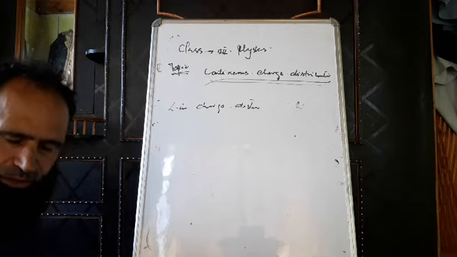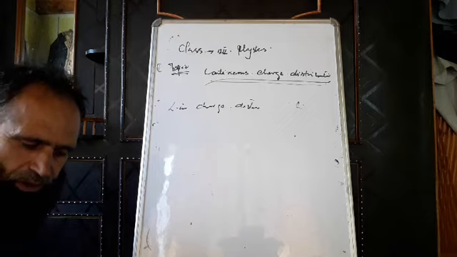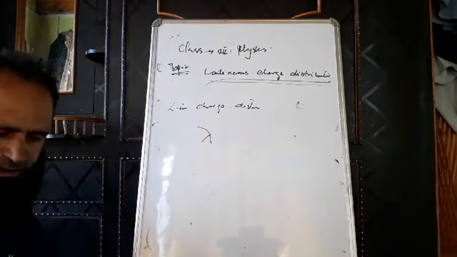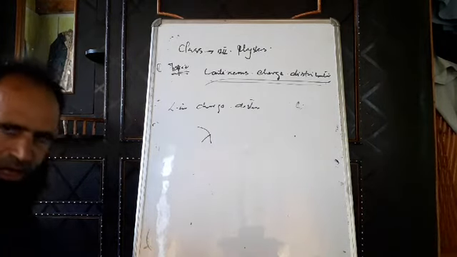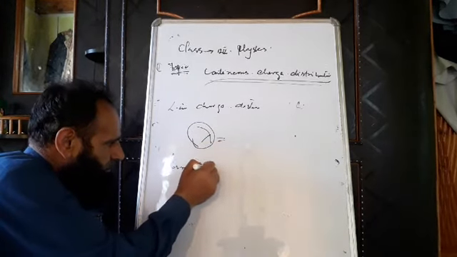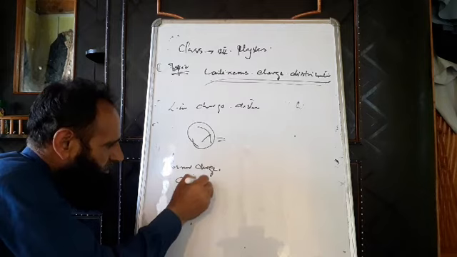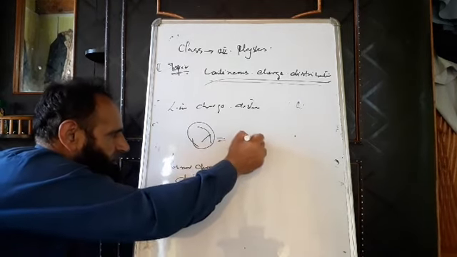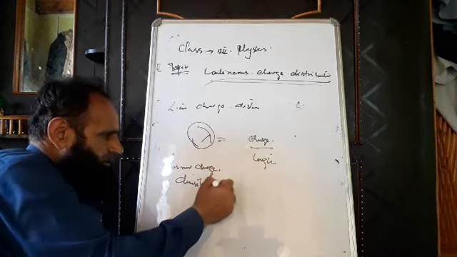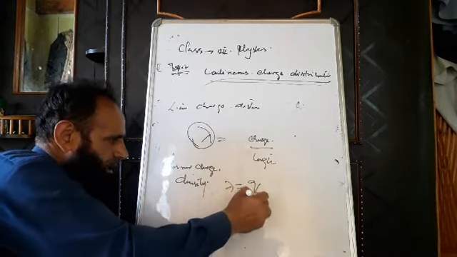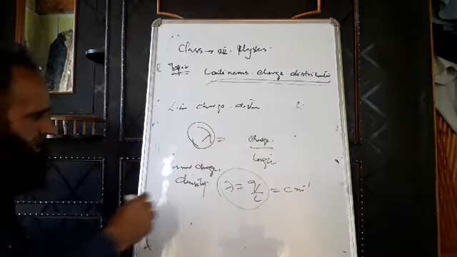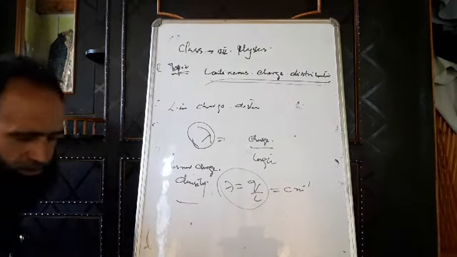In this case, we use the term linear charge density, shown by lambda. It is defined as charge per unit length, so lambda is equal to Q by L. Its unit is coulomb per meter. In our next topic, we will take surface charge distribution.